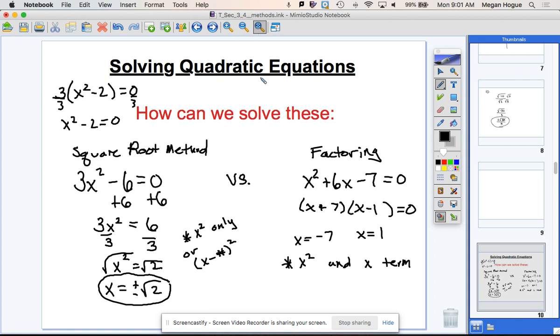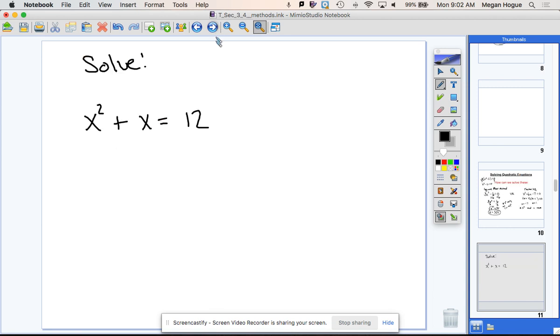Now, we do have one more way to solve, but we're not going to be asked to use it. Do you know what the third way to solve is? Graphing. So we do have a third method. We can solve by graphing. Good news, we're not going to be asked to use that today. We are going to graph later this week. Get ready, get excited. All right, so we're going to solve x squared plus x equals 12.